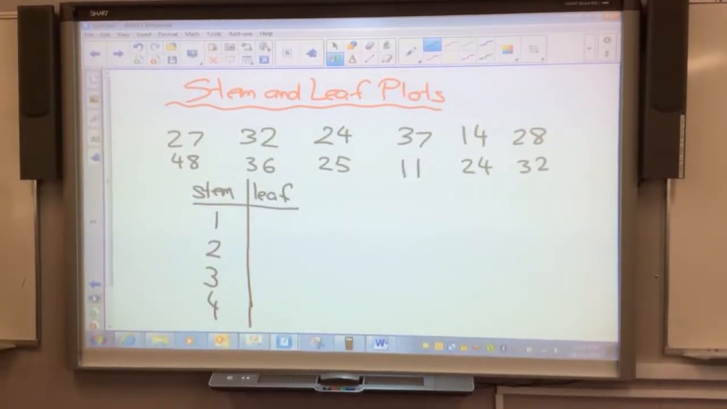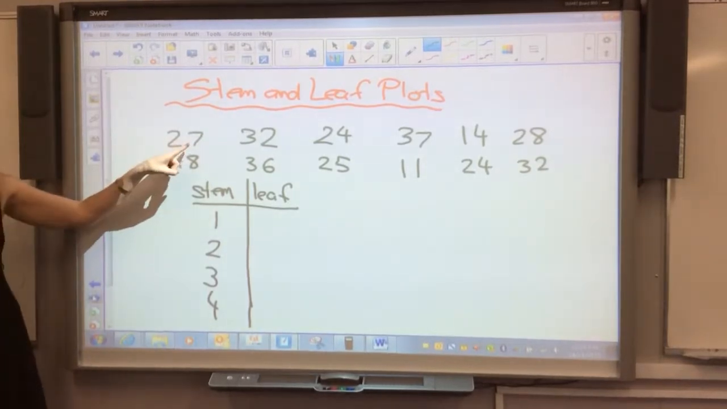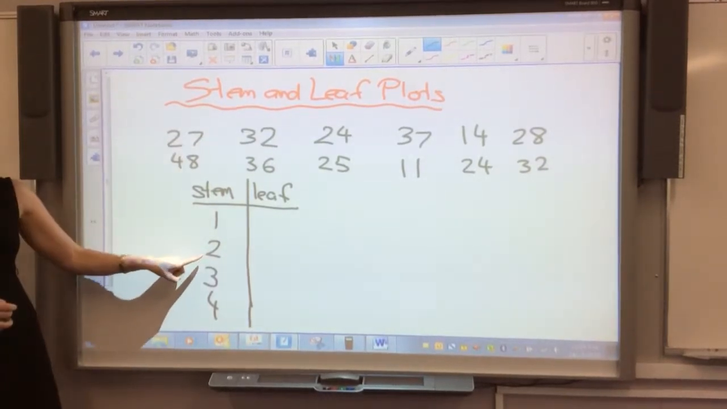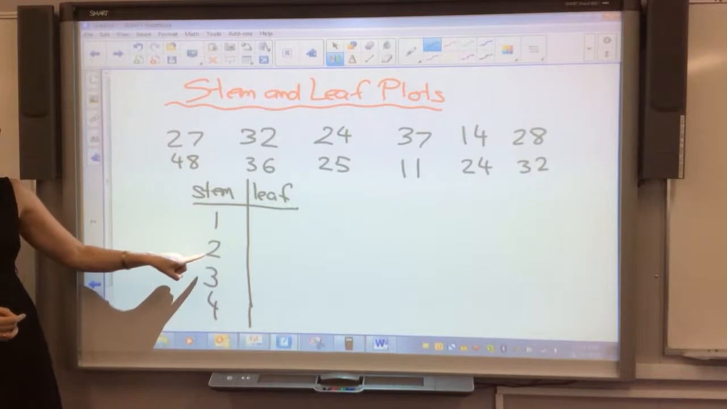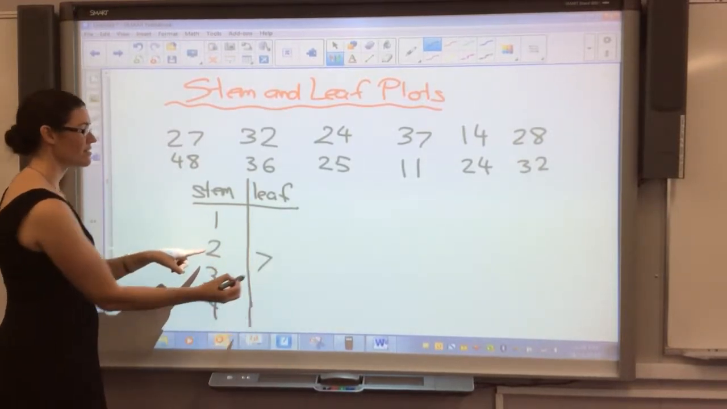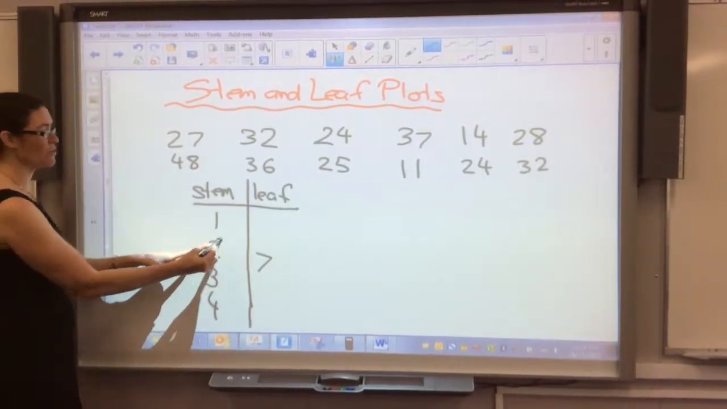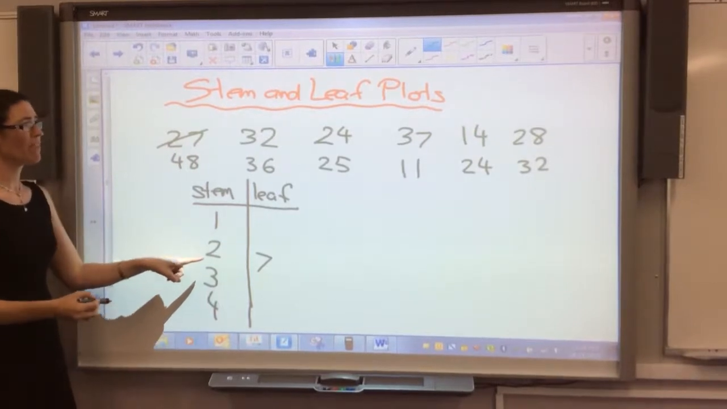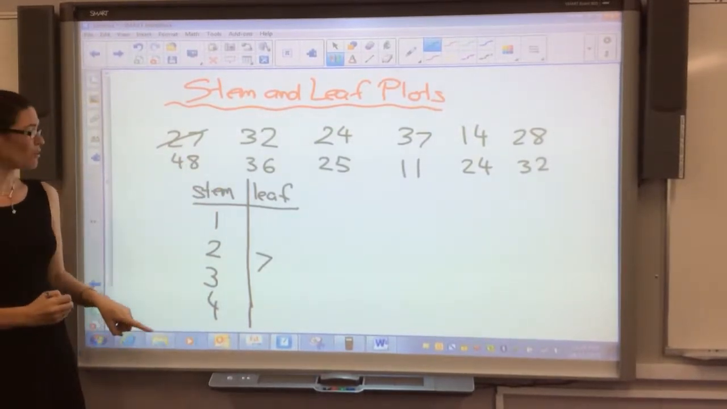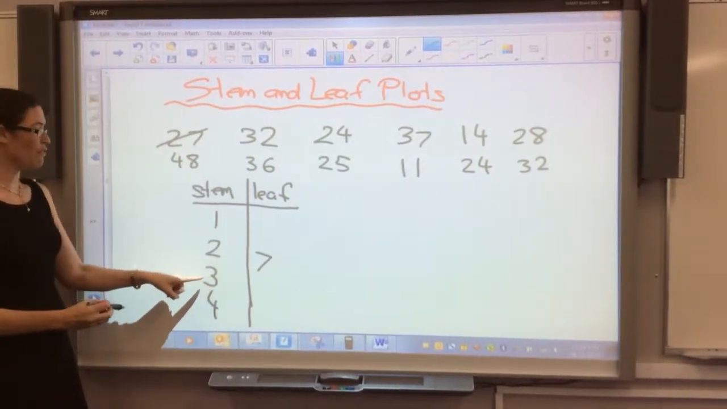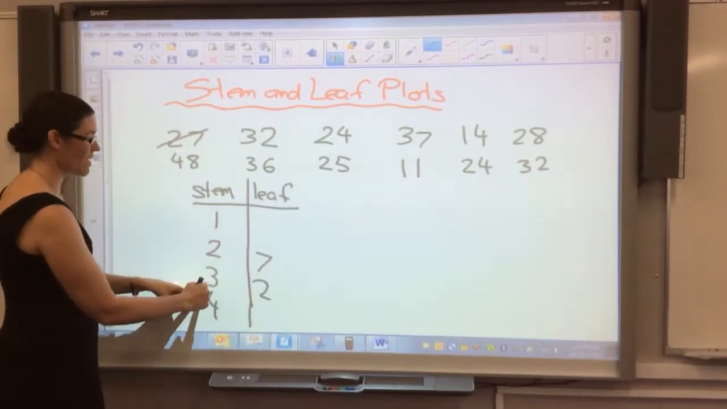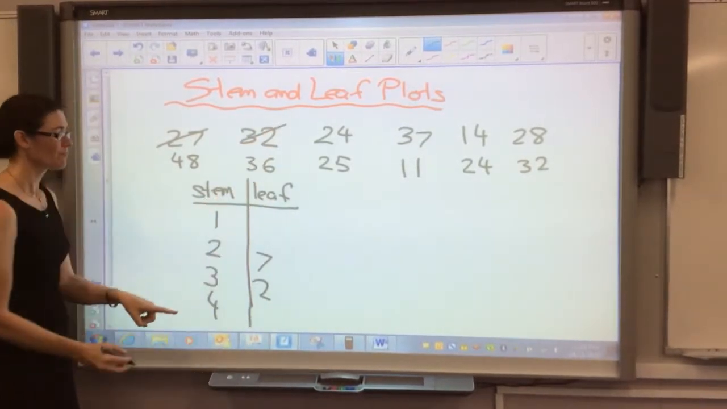Now the leaf is the units. So 27, I've already written the stem there. That tells me it's 20. The leaf would be 7. So I read that as 27. Now for 32, next to the stem of 3, I write a 2. So that's 32.